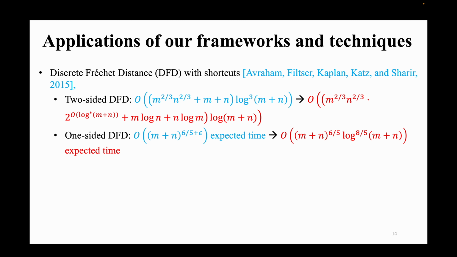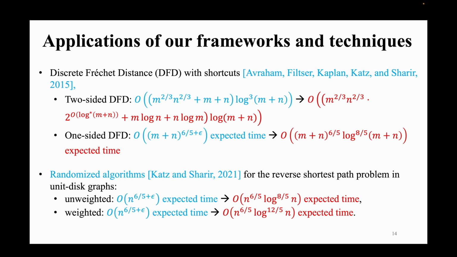Some applications of our frameworks include the discrete Fréchet distance with shortcuts in both two-sided and one-sided variants, and the reverse shortest path problem for unit-disk graphs. We can see that our frameworks bring some improvements on these problems compared with the previously best solutions. We believe that our techniques can find many more applications in the future.